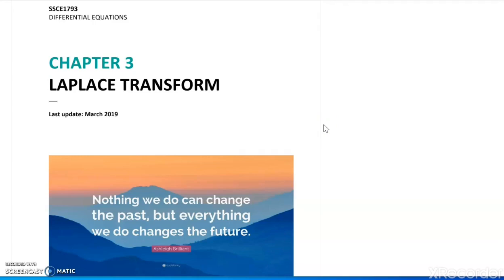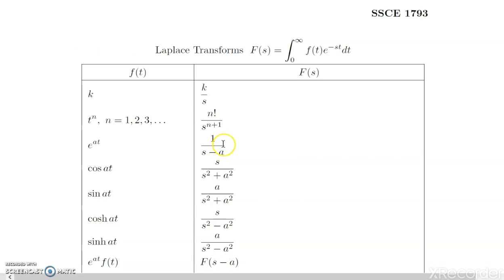Before we proceed, I would suggest each one of you to print out the table of Laplace. I've put the table of Laplace in the e-learning, at the top of the page. You have this table of Laplace transform together with a list of formula. Hope you can print it out, because we are going to refer to this table along the discussion for this chapter.